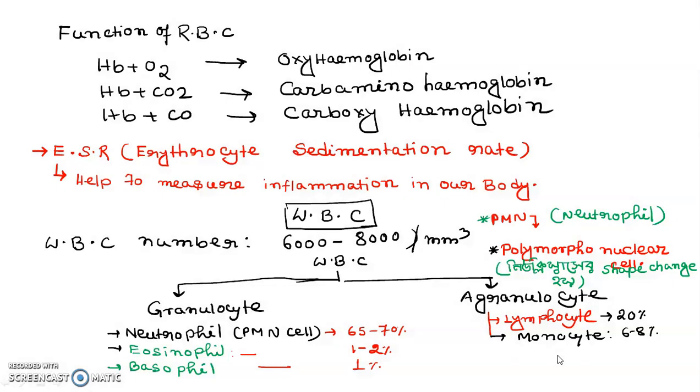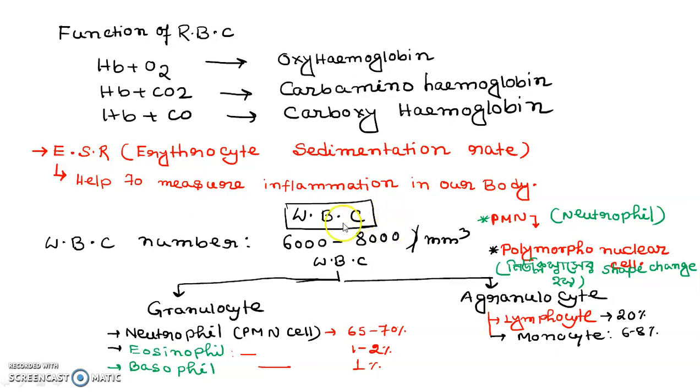Now come to the functions of RBC. What does RBC actually do? RBC is involved in oxygen transport. How does it transport? Hemoglobin combines with oxygen to form oxyhemoglobin. Hemoglobin combines with carbon dioxide to form carbaminohemoglobin. Hemoglobin combines with carbon monoxide to form carboxyhemoglobin. Another term associated with erythrocytes is ESR, erythrocyte sedimentation rate, which helps to measure inflammation in our body.